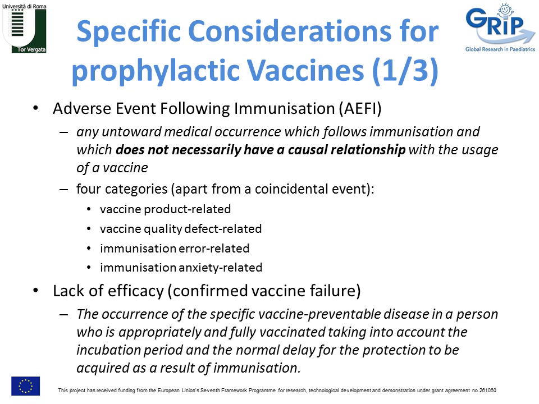The second term is lack of efficacy, because lack of efficacy for vaccines is considered to be a safety issue, and this has to be monitored. Lack of efficacy is the occurrence of the specific vaccine preventable disease in a person who is appropriately and fully vaccinated, taking into account the incubation period and the normal delay for the protection to be acquired as a result of immunization. For example, the occurrence of rotavirus gastroenteritis more than 2 weeks after vaccination with the second dose of Rotarix.